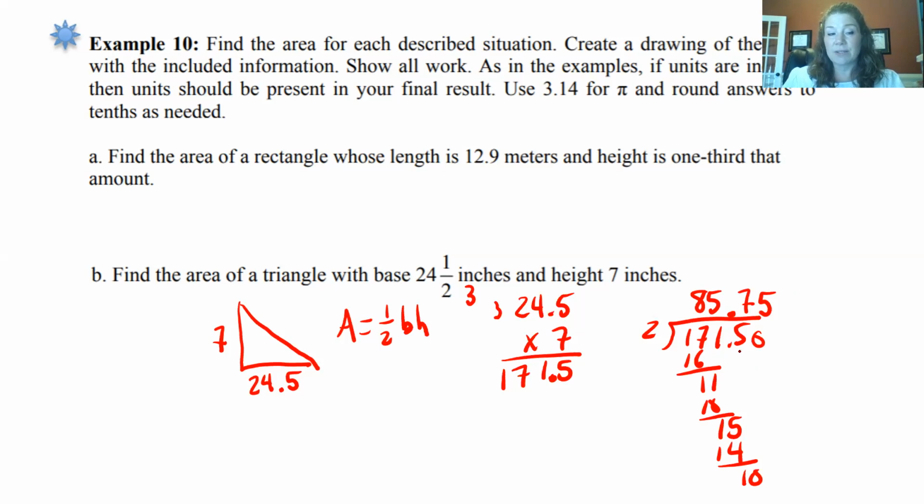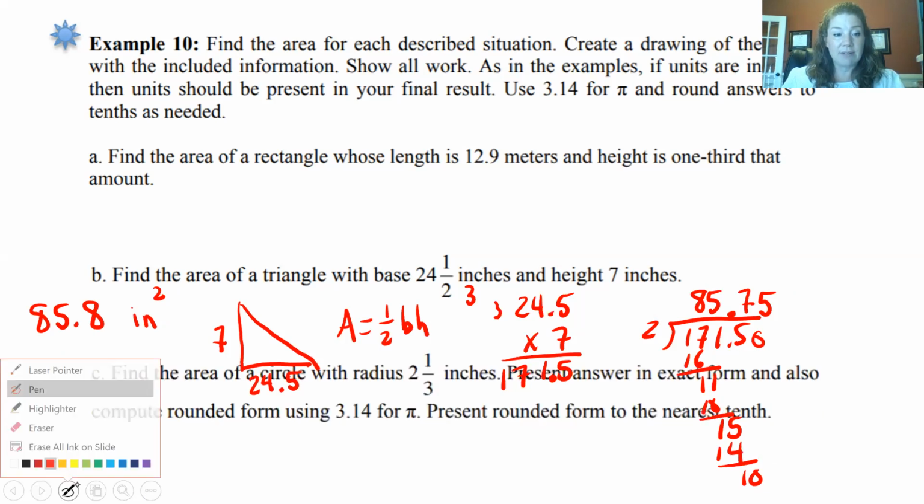The directions say to round to the nearest tenths. So the area of this triangle is 85.8 inches squared. That is the area of that triangle.